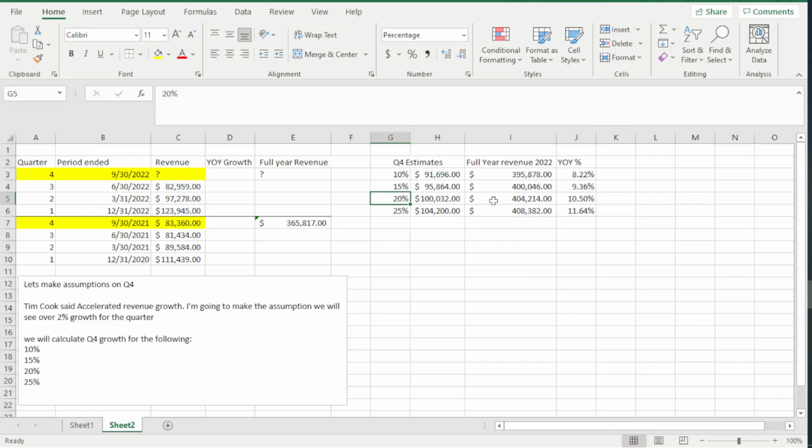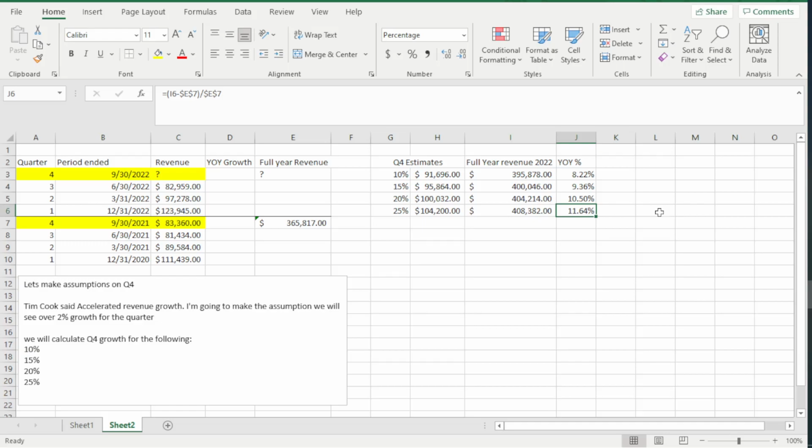Looking at 20%, we'll get a full year revenue of around 404 billion. That will be 10.5% year over year growth. And at 25%, we're looking at 408.38 billion, and that would be about an 11.64% year over year growth.